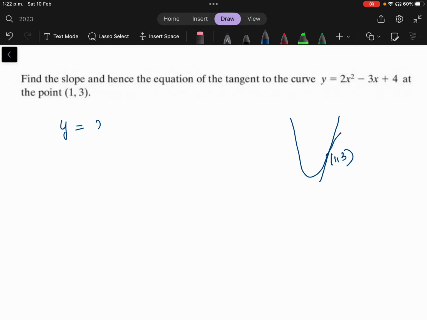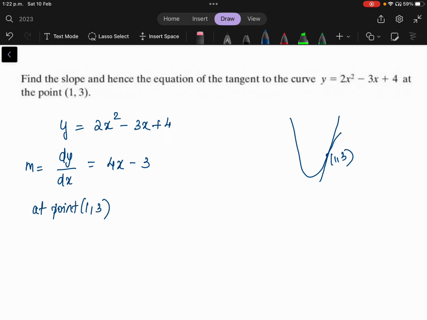So y is equal to 2x² − 3x + 4. To find the slope, m is equal to dy/dx, which is equal to 4x − 3, and at point (1, 3) the slope will be 4 times 1 minus 3, which is equal to 1. Okay, it's 1. And then here it is, find the slope.